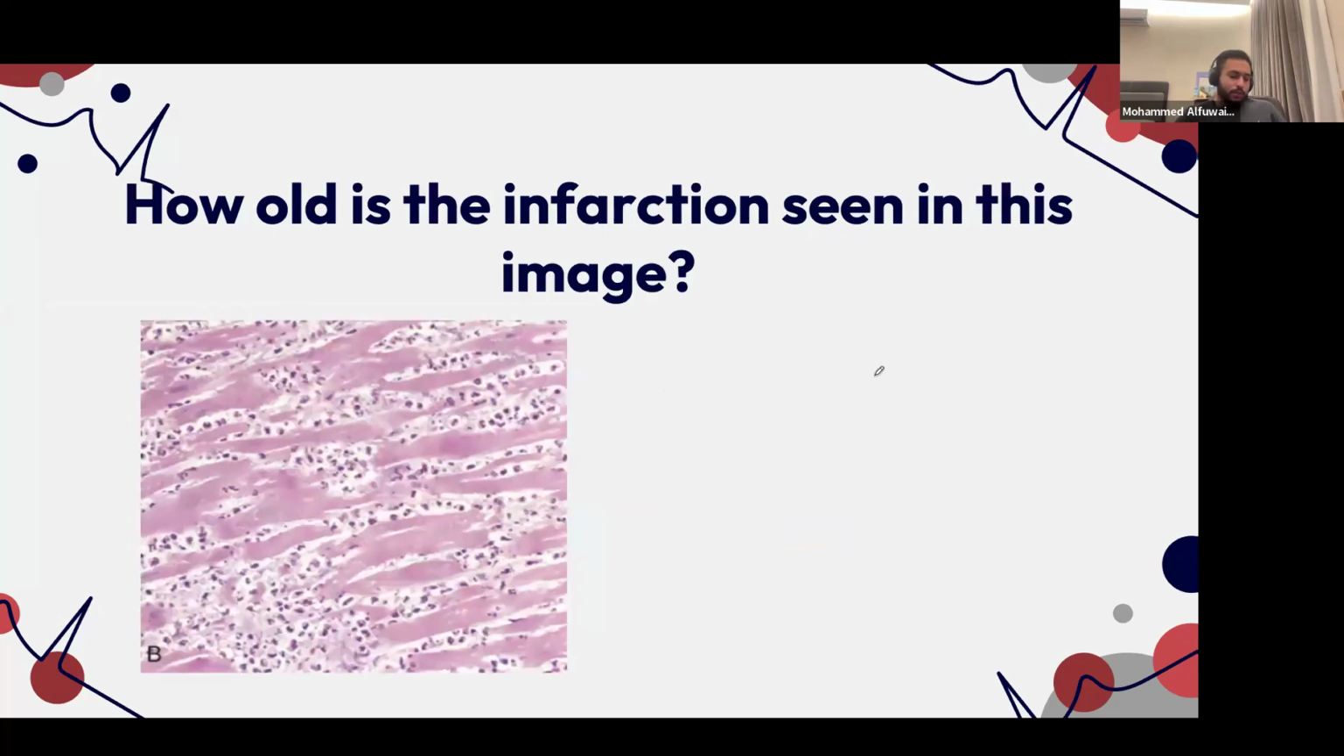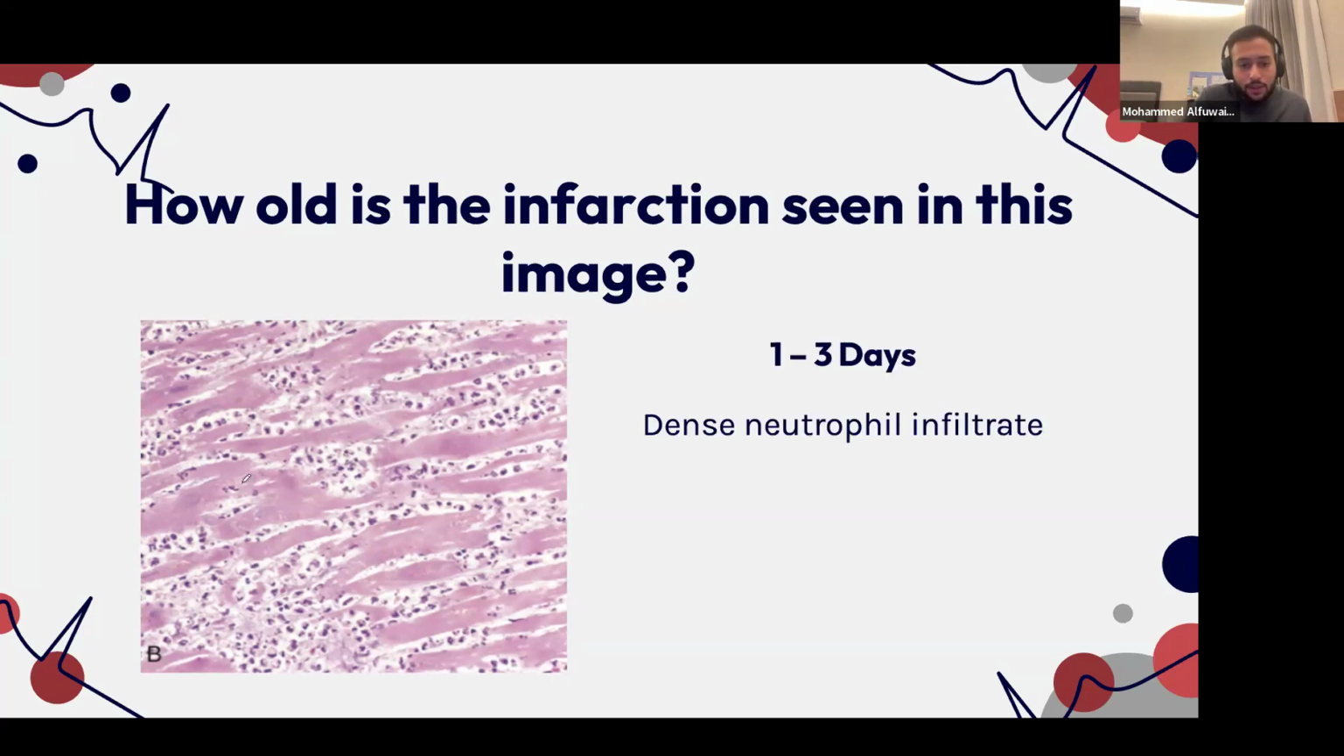How old is this infarction? 1 to 3 days. What's the cell that's accumulating in this tissue? What type of cell? Neutrophils. Excellent. Good. That's it. Dense neutrophilic infiltrate. You can see some neutrophils over here. All right. So yeah, neutrophils.